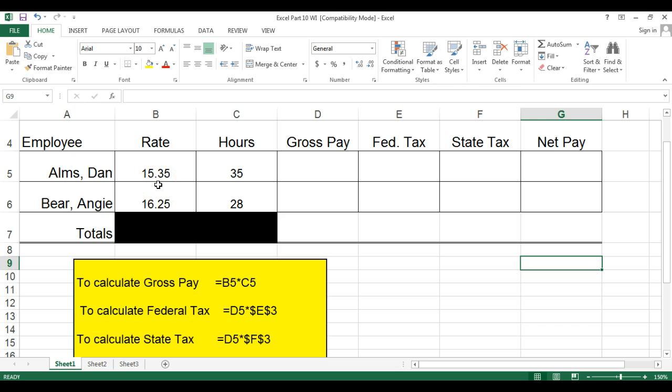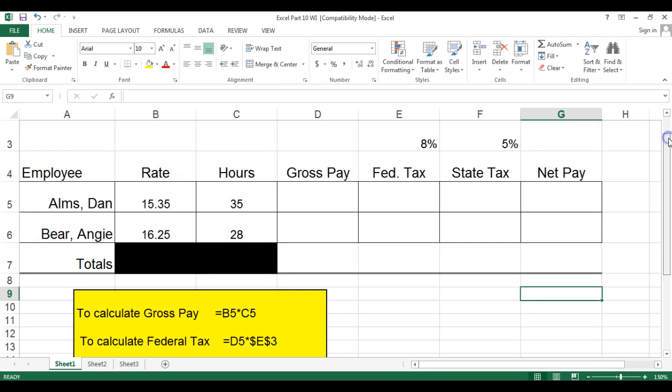Obviously these are employees. Most of you, or pretty much all of you, will at one point or another have a job. So we're going to figure this out. We're not going to use math in our head. We're going to use formulas to calculate all of this. To start with, we're going to start with gross pay.